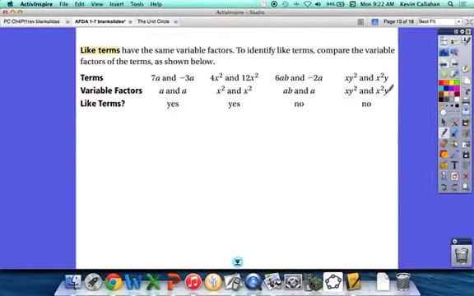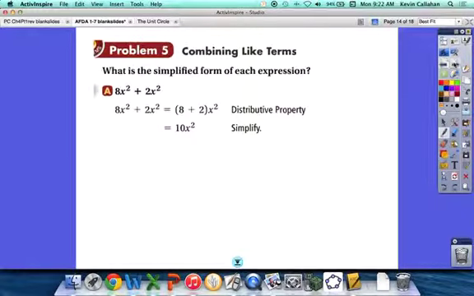Are they exactly the same variables raised to exactly the same powers? The answer is no, right? In the first one, it's y squared, and the second one, it's x squared. So you cannot add those. They are not like terms. Right? If they are like terms, then you can add them by adding the coefficients.